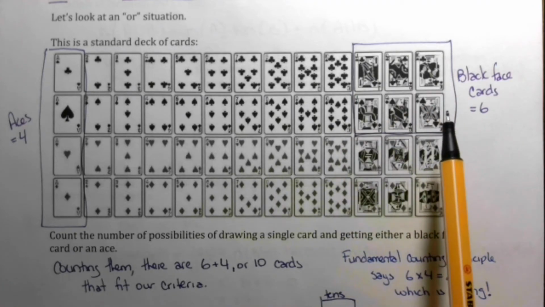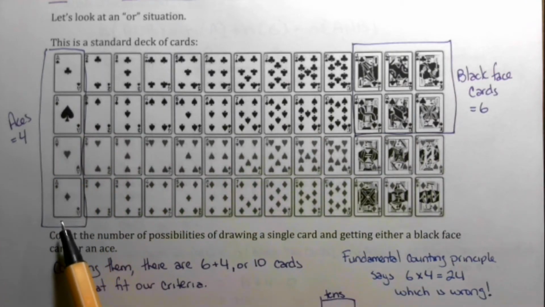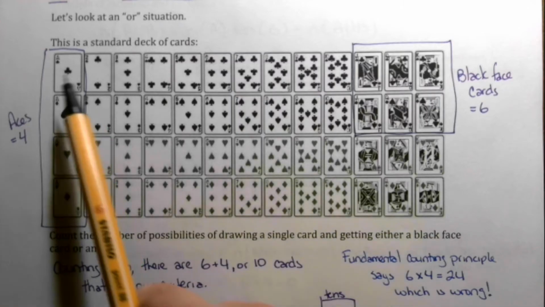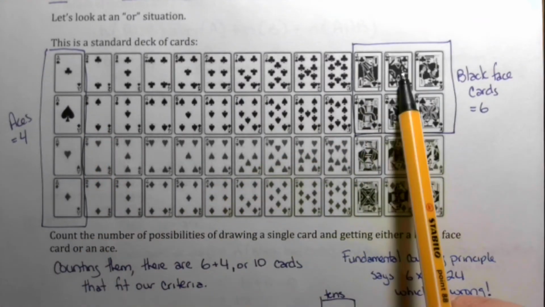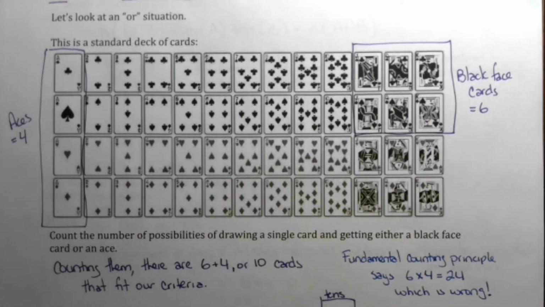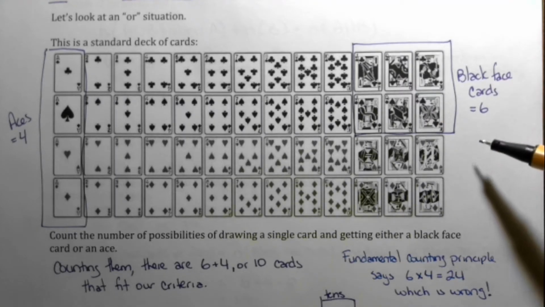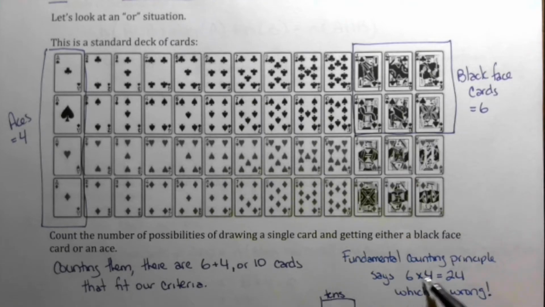There's 6 of them. Aces, there's 4 of them. 6 plus 4 is 10. So if I counted, there's 1, 2, 3, 4, 5, 6, 7, 8, 9, 10 cards that fit my situation. If this was a fundamental counting principle, I would have done 6 times 4. I would have got 24, which is obviously wrong.